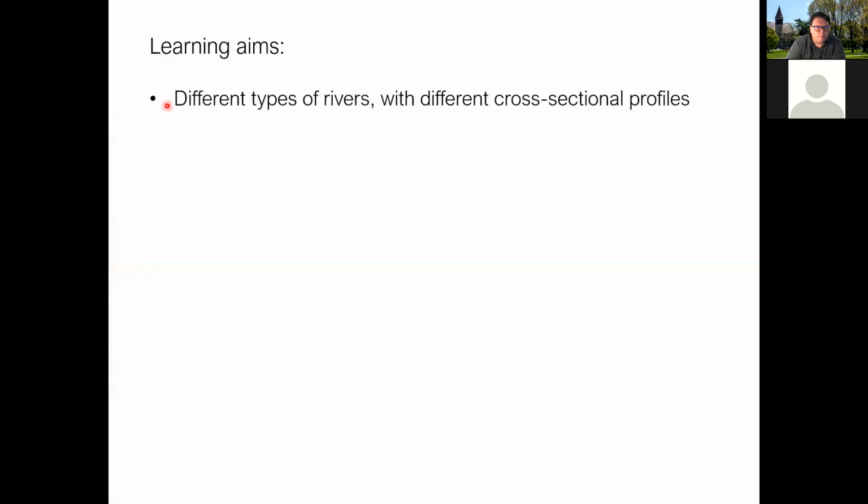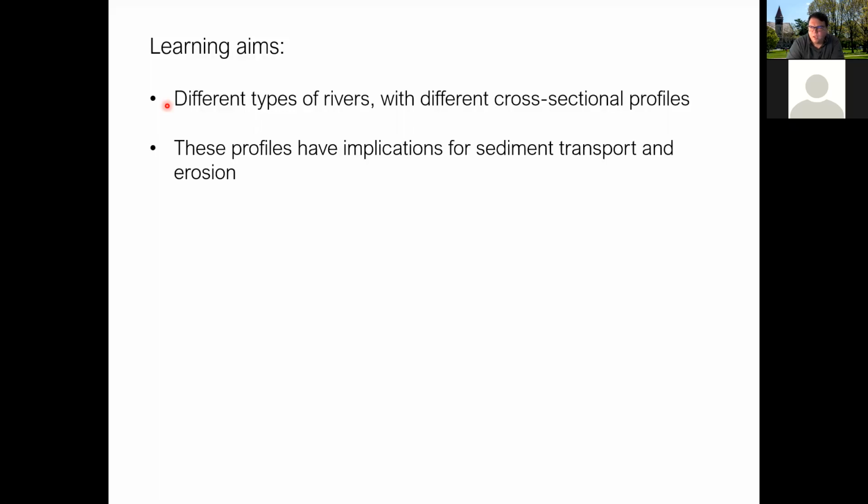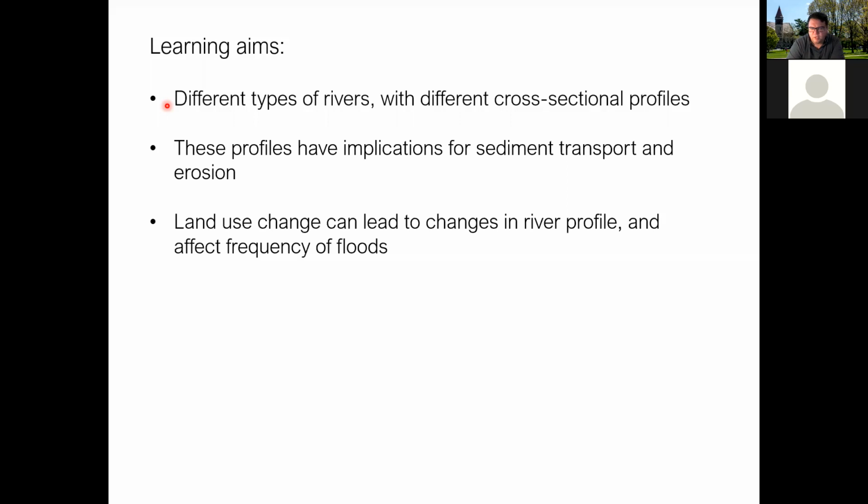Some of the learning aims for this week's lecture are to talk about the different types of rivers, and how different cross sections or shapes of the river channels will affect susceptibility to flooding or other types of hazards related to flood events. In addition to flooding, we'll talk about how these profiles can impact sediment transport, erosion, and the transportation of ships and other materials along those river channels.